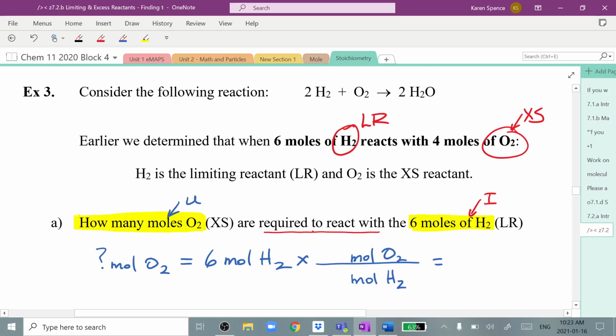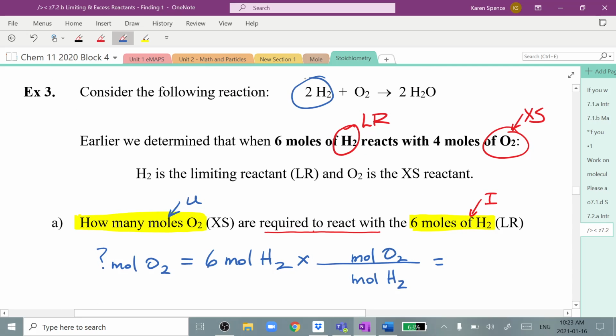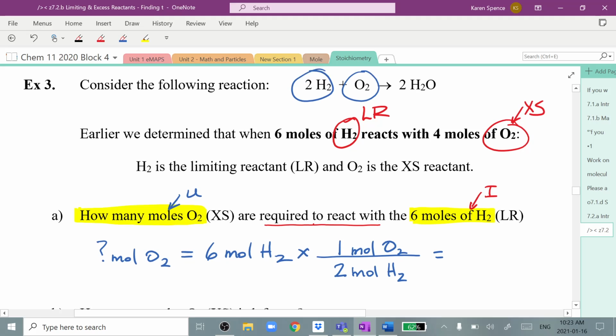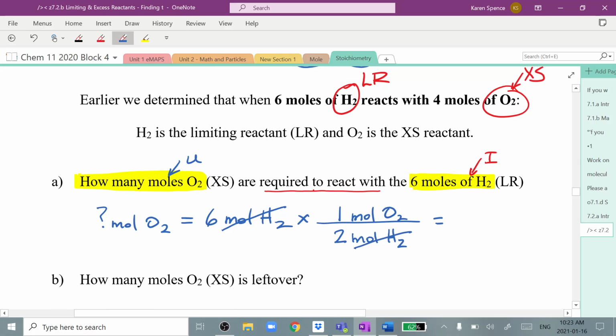And we now have, let's see, 2 hydrogens, that's a 2 coefficient there, and 1 oxygen molecule, that's a 1 coefficient there. Moles of H2 cancel. Don't forget to write your moles in here. Okay, moles, moles. And we get 3 moles of O2. So 3 moles of O2 will react, because that's how much it takes to totally use up all of the H2.